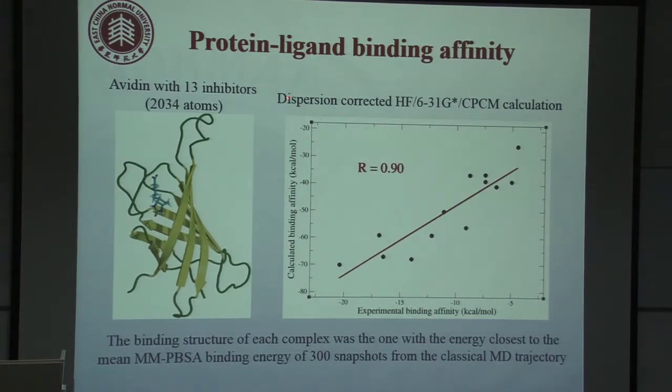Then we did a distortion-corrected HF CPCM calculation, and we are also performing DFT calculations. The initial results show that the agreement between experiment and theory is pretty good. The correlation coefficient is 0.9, and as Kenny mentioned, the sampling is really an issue. What we do is run a classical MD simulation, take 300 snapshots, and calculate the average MMPBSA energy, then take the snapshot which has the closest energy to the average MMPBSA binding energy. Of course, this is not the final solution, but we are trying to do ab initio MD simulation using this EGMCC potential to make it a better solution.